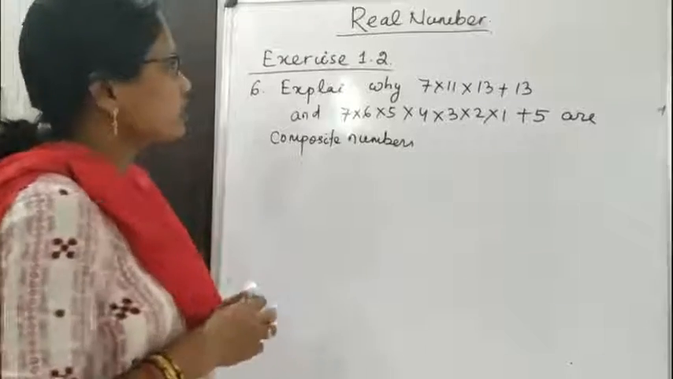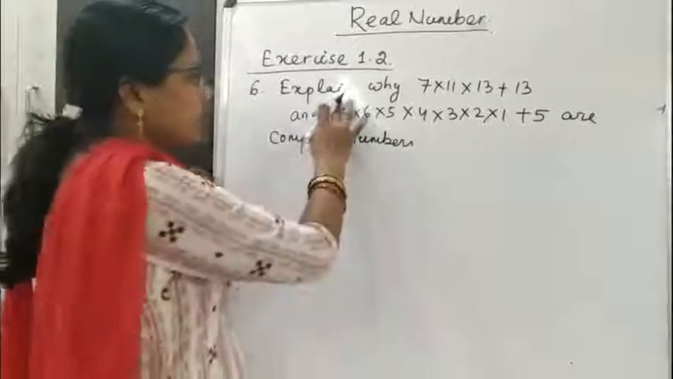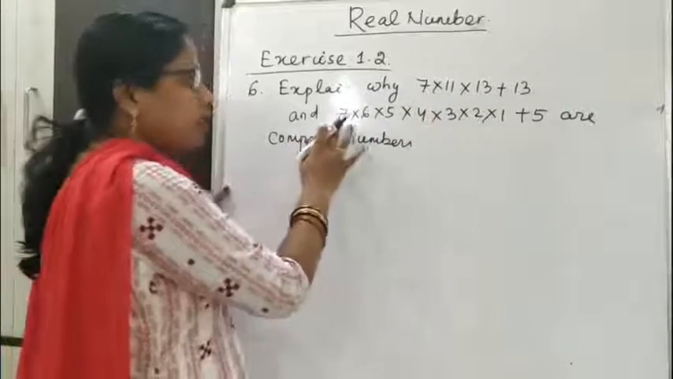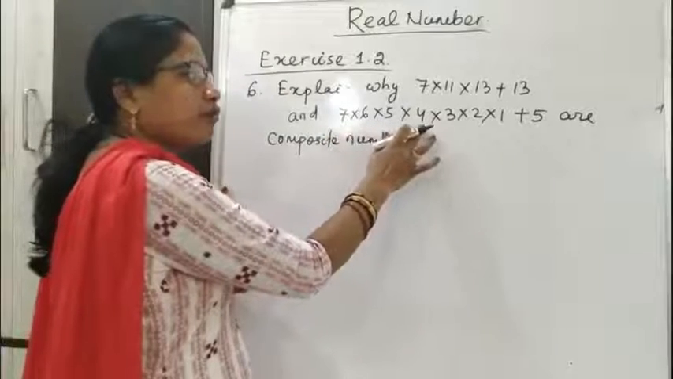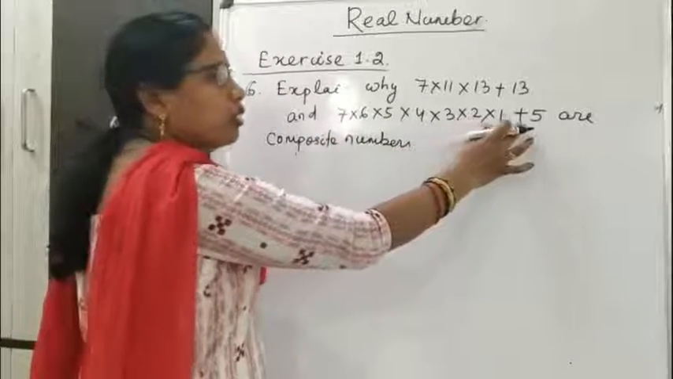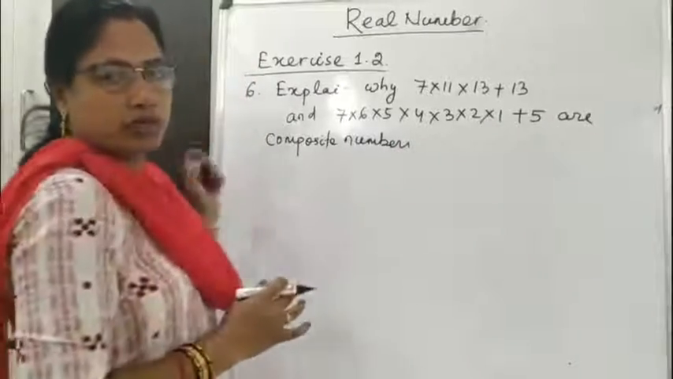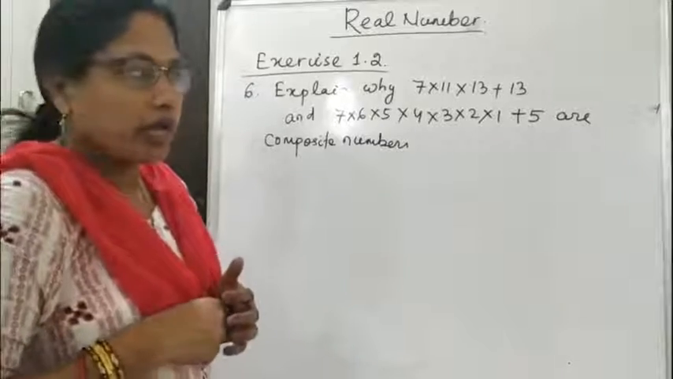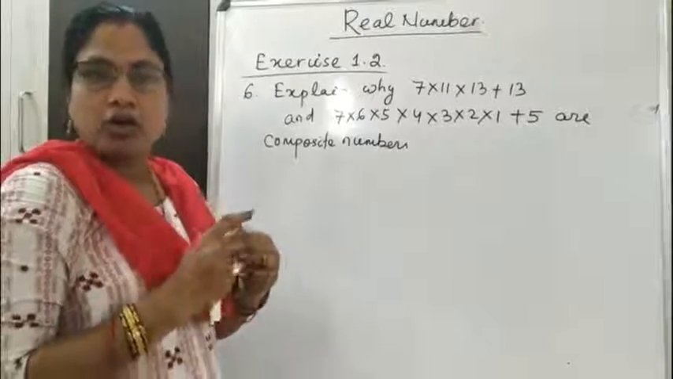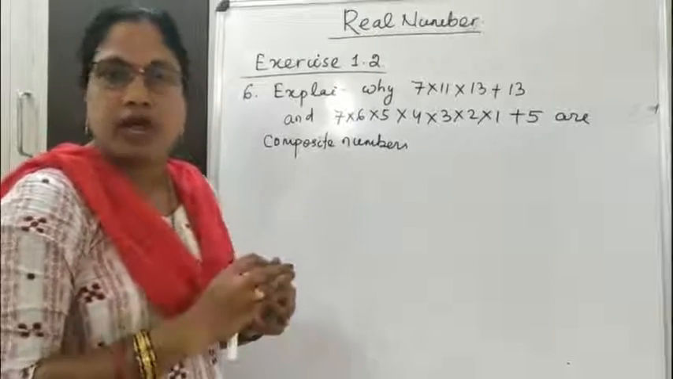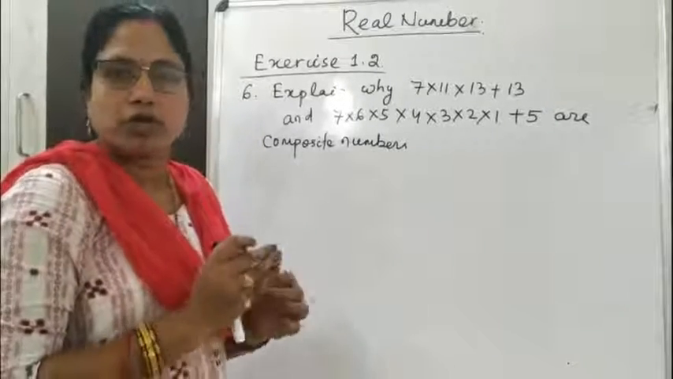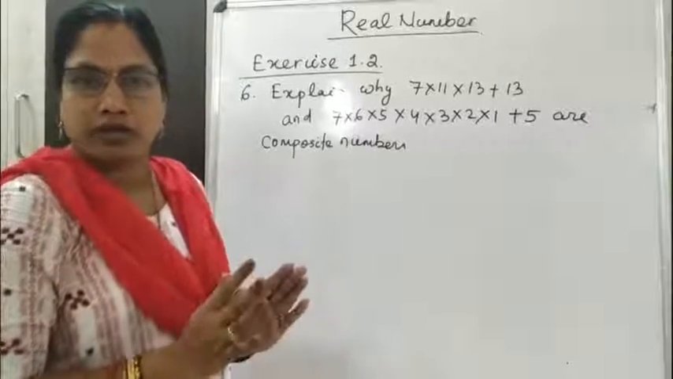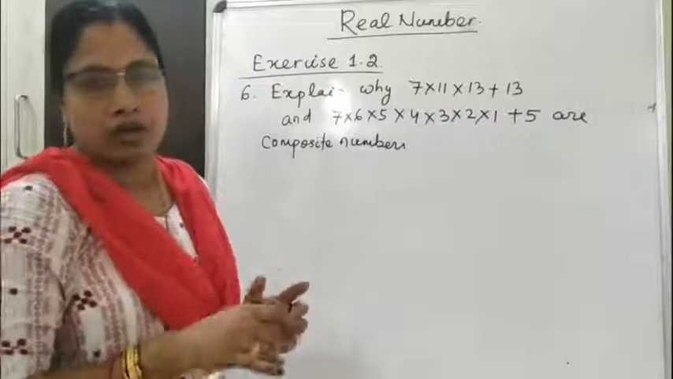Next, question number 6 of exercise 1.2. Explain why 7 into 11 into 13 plus 13 and 7 into 6 into 5 into 4 into 3 into 2 into 1 plus 5 are composite numbers. So before solving this problem, you have to know what a composite number is. A composite number is a number which has factors other than 1 and itself. That means a number which is not prime. Those are known as composite numbers. A prime number has only two factors, 1 and the number itself.